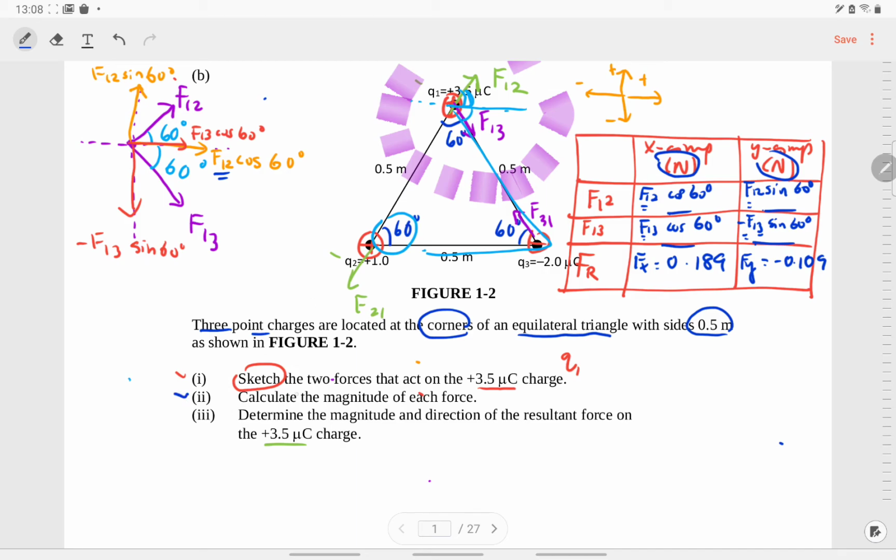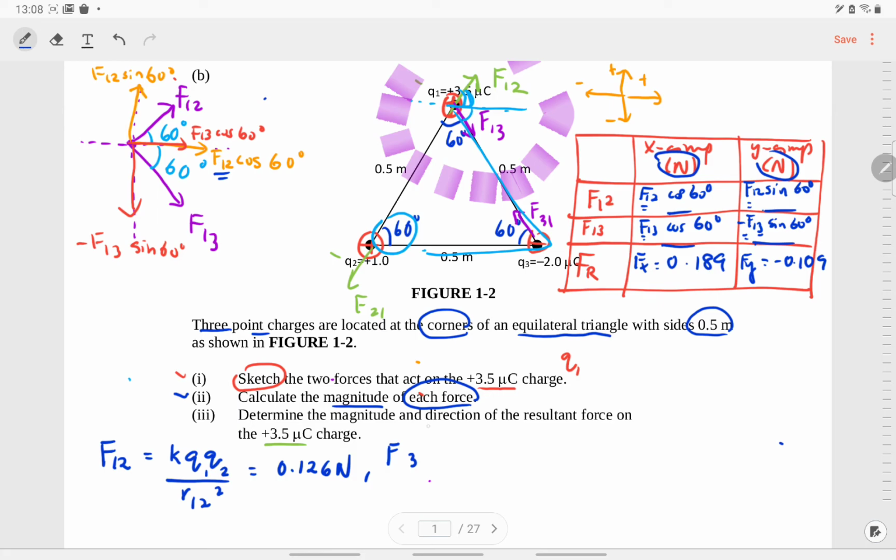Okay, so now kita dapat ada Fx and Fy. Okay, so untuk number 2, calculate the magnitude of each force. Okay, kita kira lagi sebenarnya kan. Okay, how to calculate? Okay, F12, the formula is KQ1 Q2 over R12 square. Okay, as usual, macam biasa semua dah expert. Okay, calculate je. Okay, bila bagi final answer for F12 is 0.126 Newton.